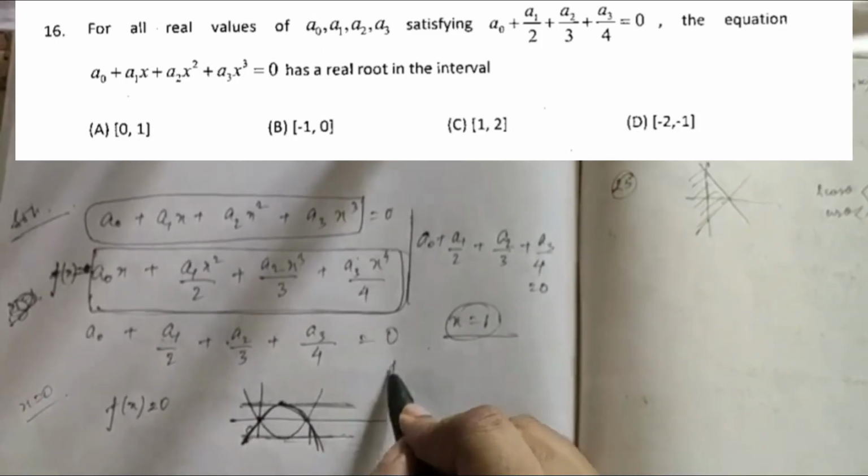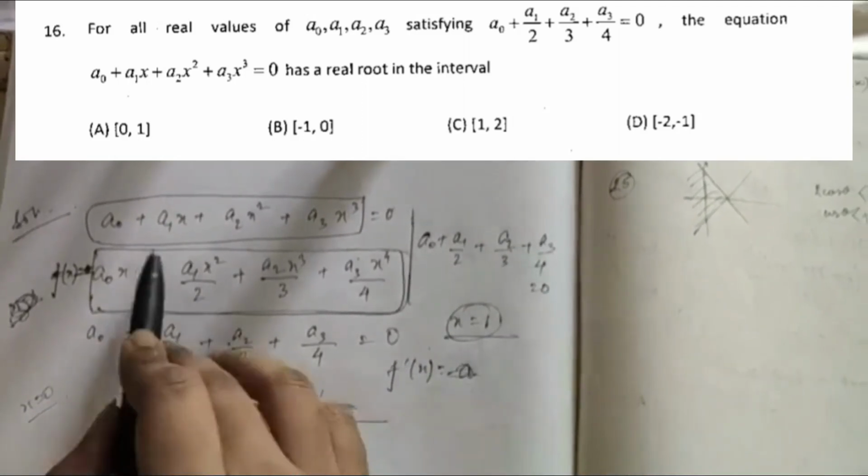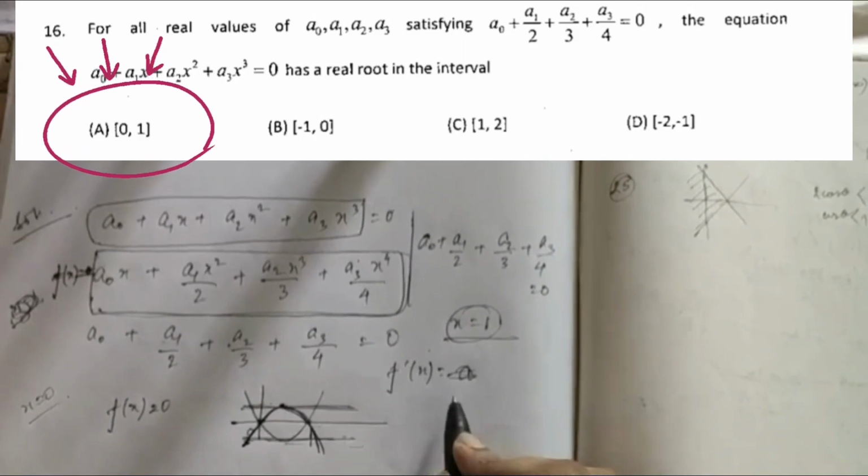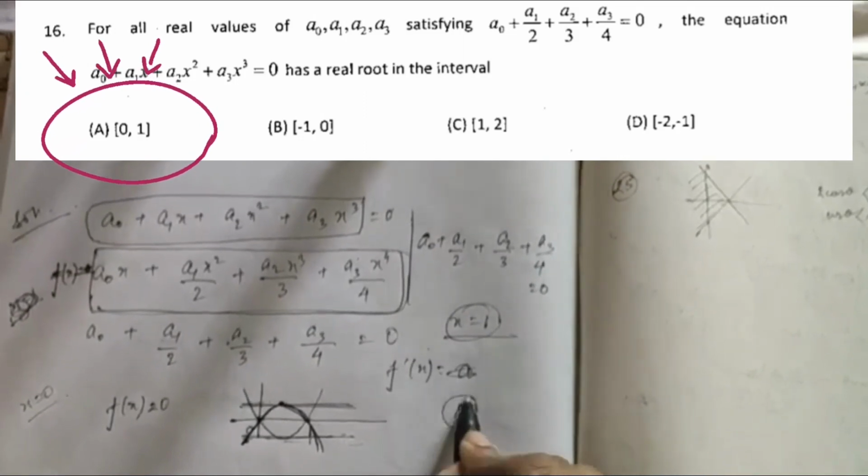Therefore my f dash x is the given equation, that is a0 plus a1x and so on that I have written over here. This one is my f dash x. So f dash x will have one solution between 0 and 1. So the correct option will be option A.